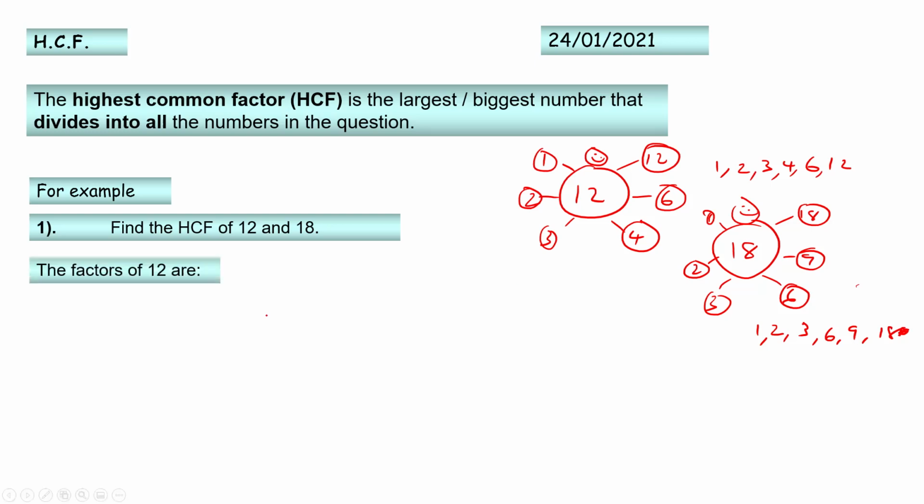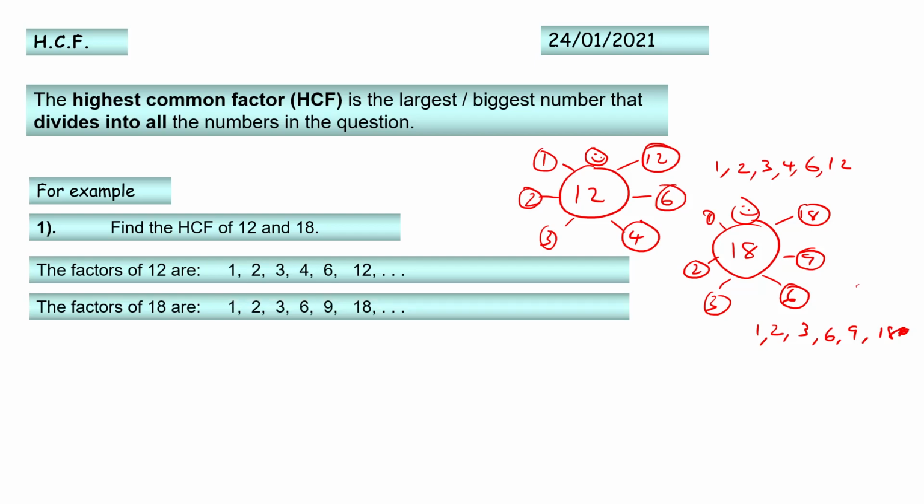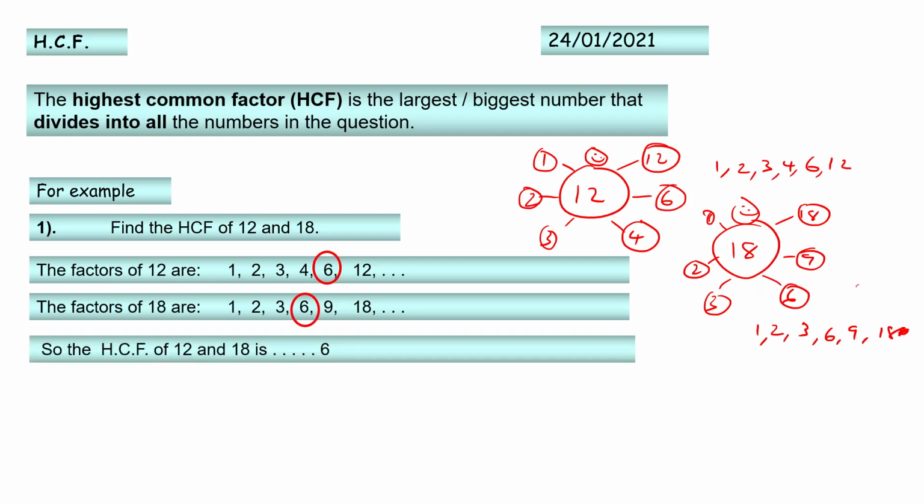If we list them, there we go, factors of 18. So we're looking for the highest number that goes into both of them. And the highest number that's common to both of them is 6. So the highest common factor of 12 and 18 is 6. Okay, good. Let's have a look at another example.